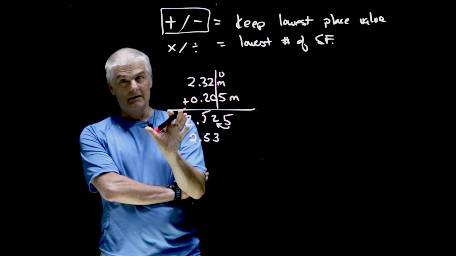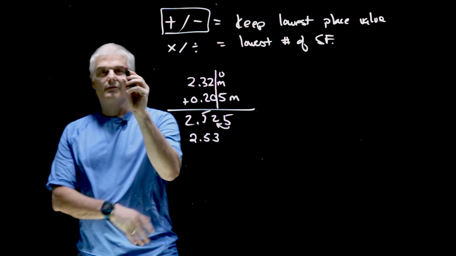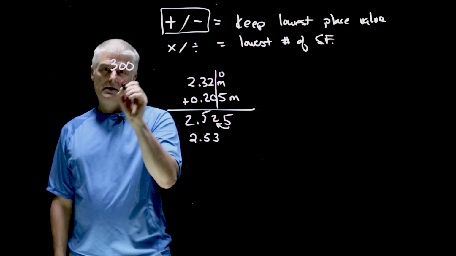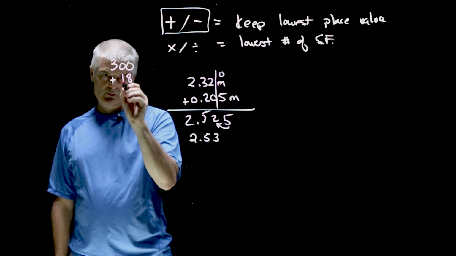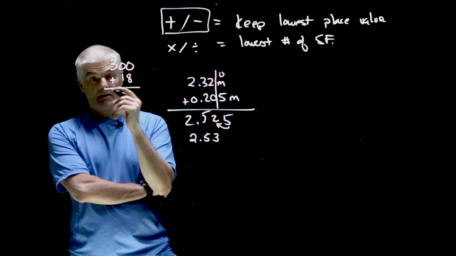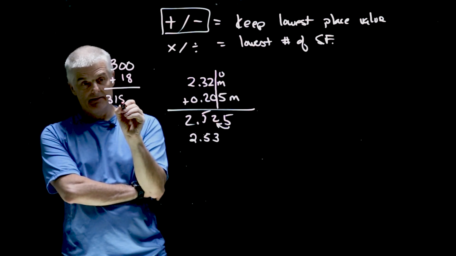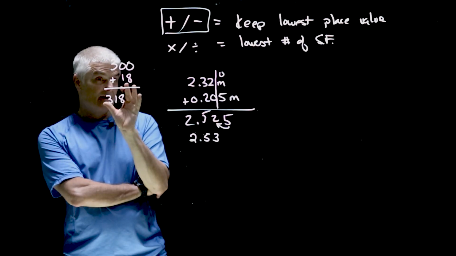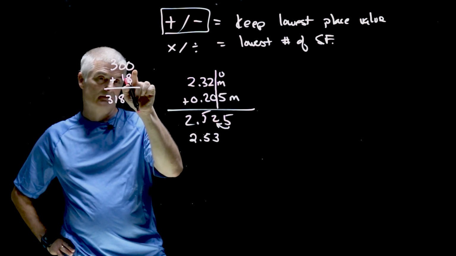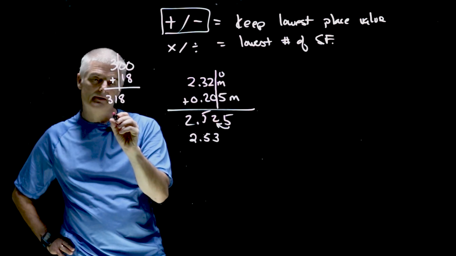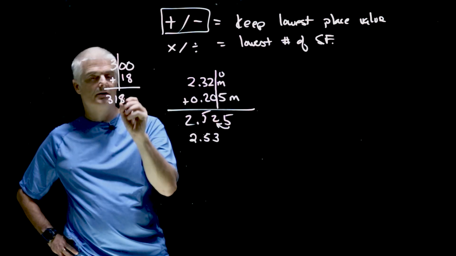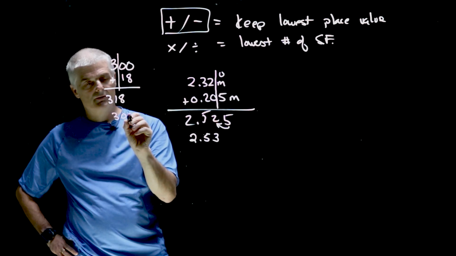Now let me give you one that's going to kind of blow your mind. If I say 300, and I want to add 18 to it, you'd say, Mr. Bergmann, that's 318. And I'd say you're wrong. Because you see, there is no decimal right here, so I need to round to the hundreds place. 318 rounded to the hundreds place is 300.